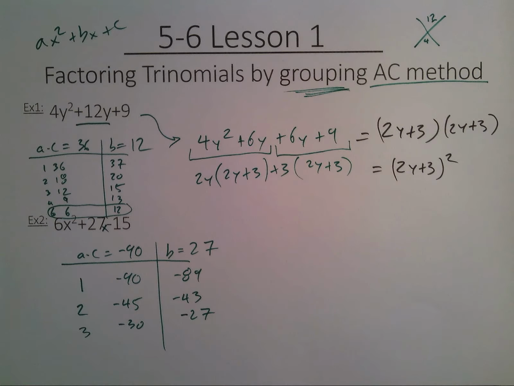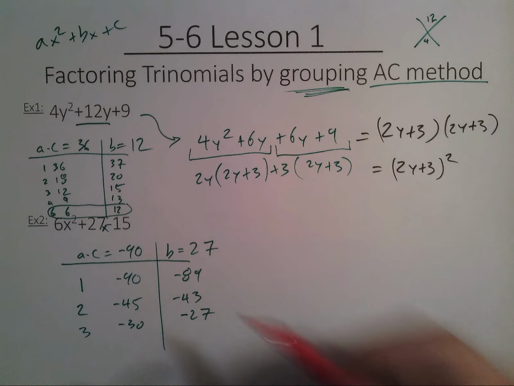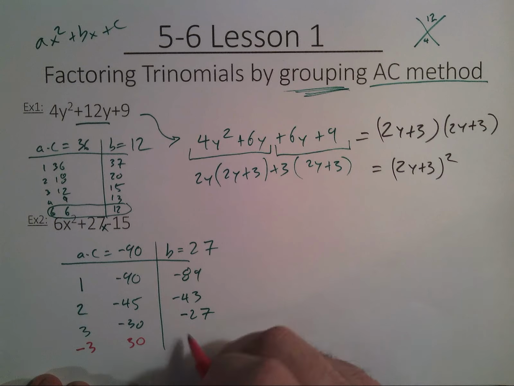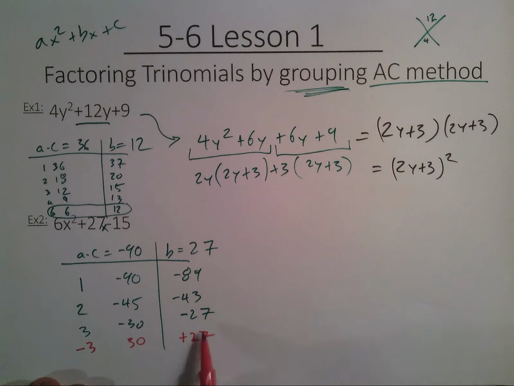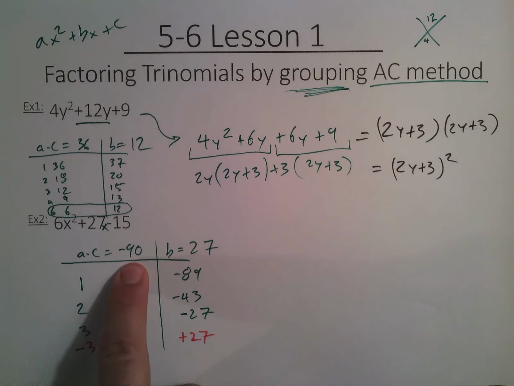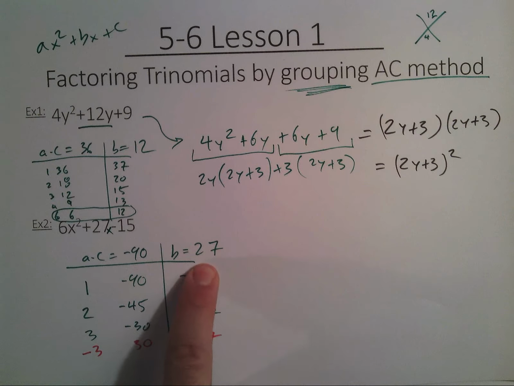Oh, that almost looks right, except for the sign, huh? So if you ever get the right thing but the sign is different, just change all of the signs. So negative 3 goes into negative 90 positive 30 times, and when you add it, you get positive 27. See that what I did was just change all of the signs? Well, now I have something that multiplies to be negative 90 and adds to be 27.